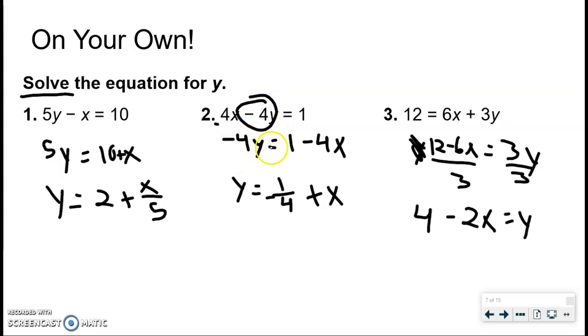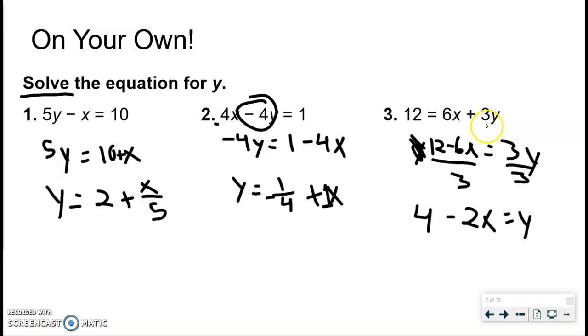So then when I undo this multiplication by negative 4, it changes my 1 into negative 1/4, plus then, well, a negative 4 divided by negative 4 is 1, or just x. You could leave it as 1x, that would be the same thing.